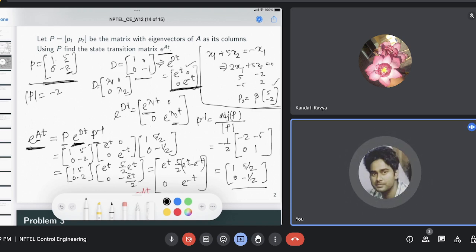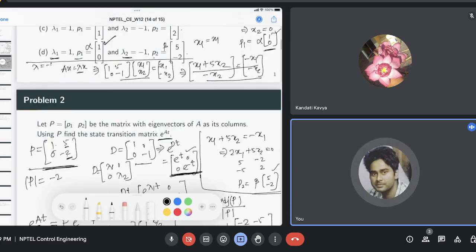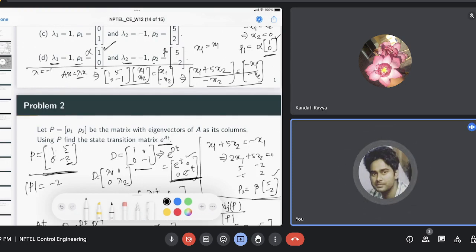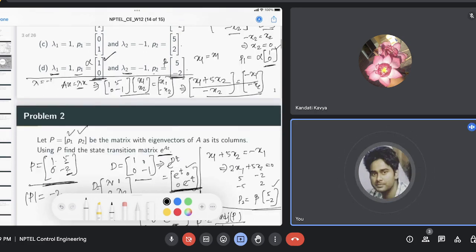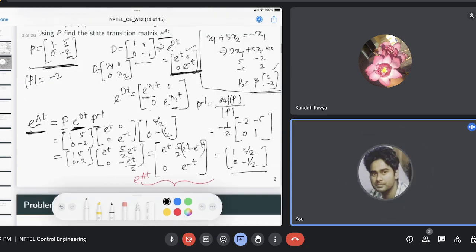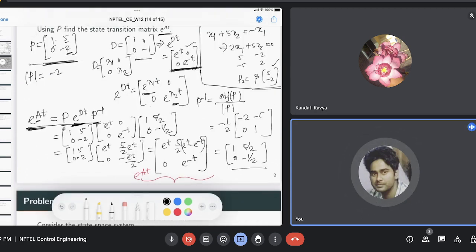All the eigenvectors are stacked column-wise. In this two-dimensional case, we have two eigenvectors P1 and P2 that we have computed here. We stack them to get the P matrix, and then using this formula we can easily compute the state transition matrix of the original matrix. We have already discussed this in the previous session, so this is just a repetition.